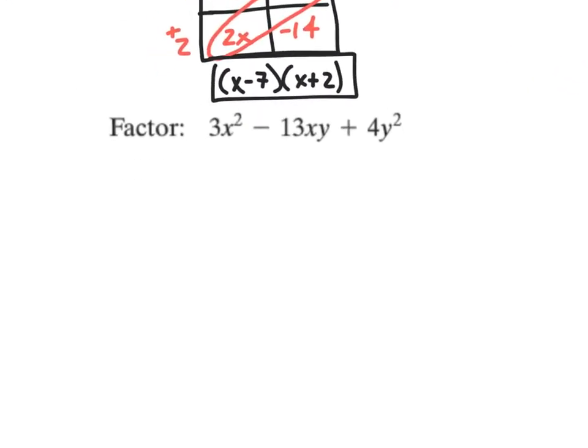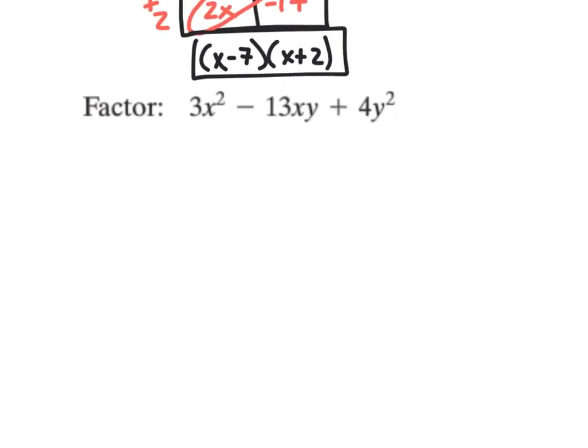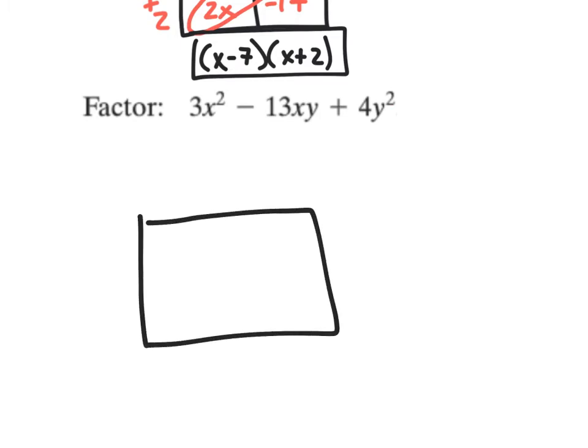All right, last one over here. This one's a little bit weird. Notice how we have two variables. We have x and we have y. Well, let's draw a box. This one's a little tricky, but let's just draw the box and see what we get. So let's put 3x squared into this box here. I'm going to put a 3x squared here. And then I'm going to put 4y squared into this box here.